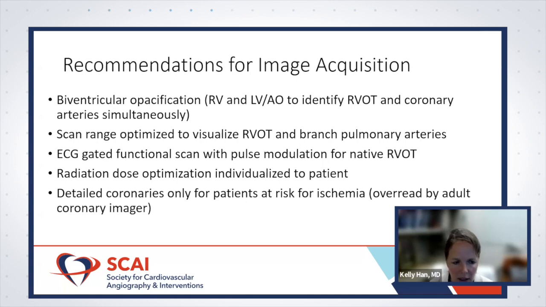The scan range, depending on what scanner you've got, should be optimized to visualize the RVOT and the branch pulmonary arteries. You can get accurate volume estimations as well if you have a dual source scanner, but that hasn't been validated yet on single source scanners. And then radiation dose optimization is really important. You really want to minimize the radiation and individualize that to the patient.